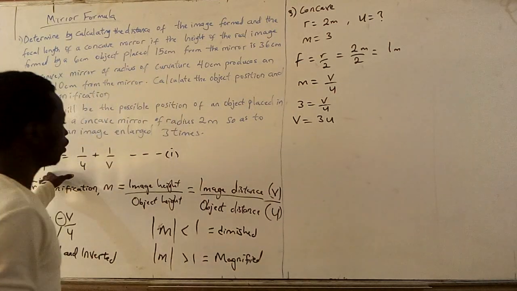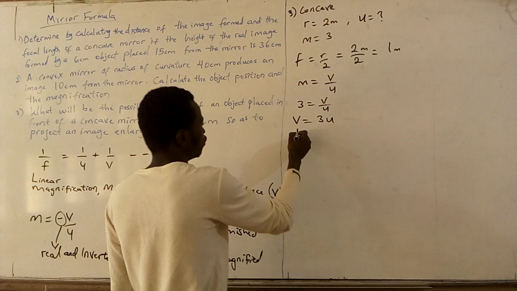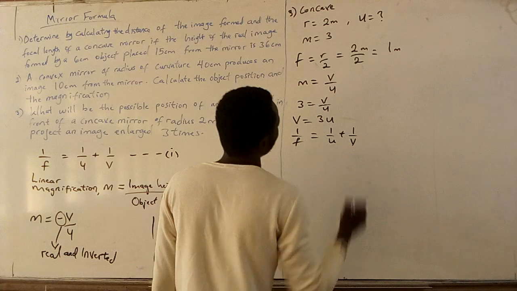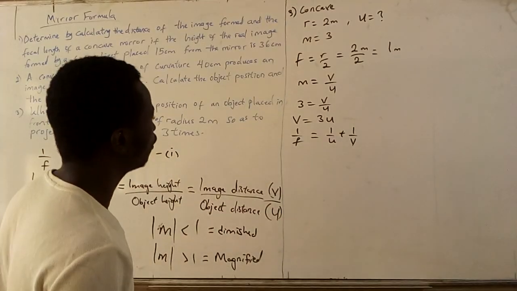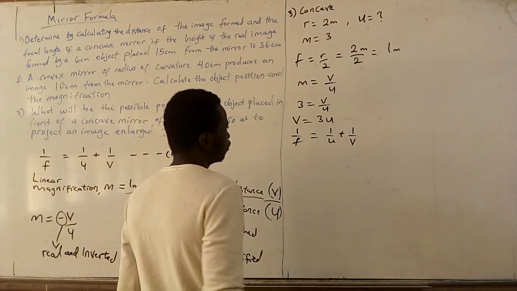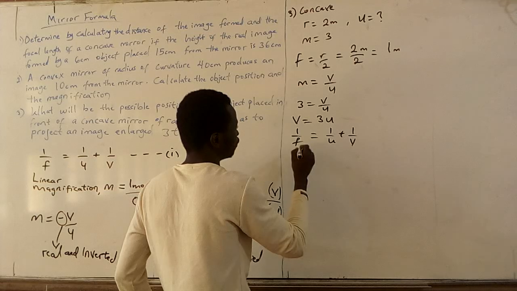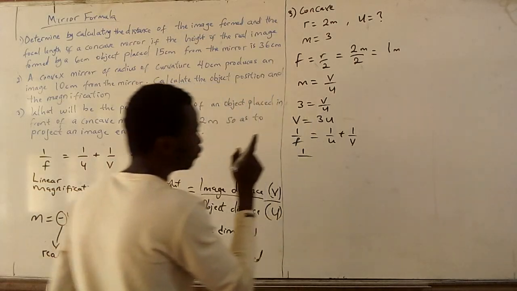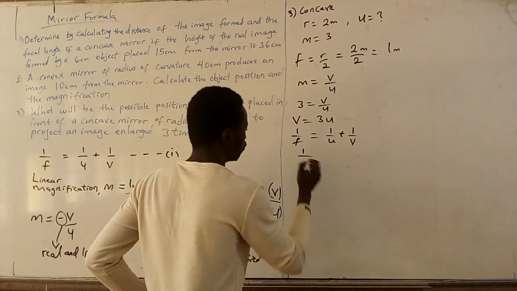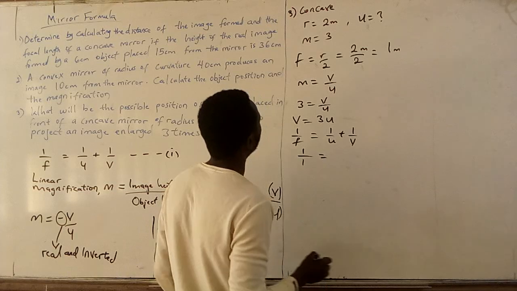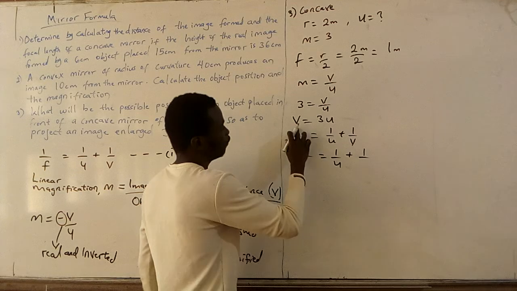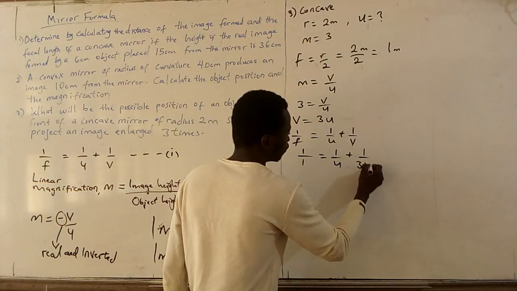Putting this into the mirror formula, which is 1 over F is equal to 1 over U plus 1 over V. This is a concave mirror, so our F is positive and V will be positive as well as U. So 1 over F, our F is given as 1. Be careful with the units. Here we are working with meters, whereas in the previous problem the unit is centimeters. So 1 over 1 is equal to 1 over U, which I don't have, plus 1 over V. V is given as 3U.